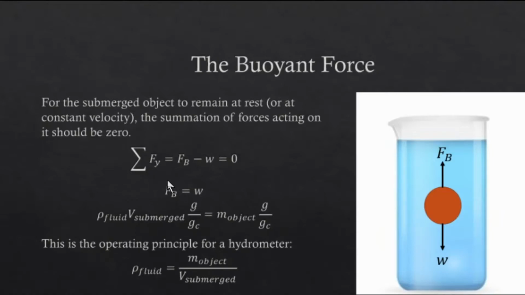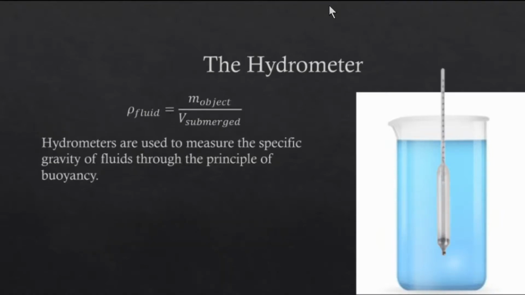If we apply the definition of the buoyant force from the previous slide, we get the density of the fluid times the volume submerged, g over gc, is equal to the weight, the mass of the object times g over gc. We can cancel g over gc and rearrange the equation to get that the density of the fluid is equal to the mass of the object divided by the volume submerged. And this is actually the operating principle for a hydrometer. A hydrometer is a device that is used to measure the specific gravity of fluids through the principle of buoyancy. You might have seen one of these.